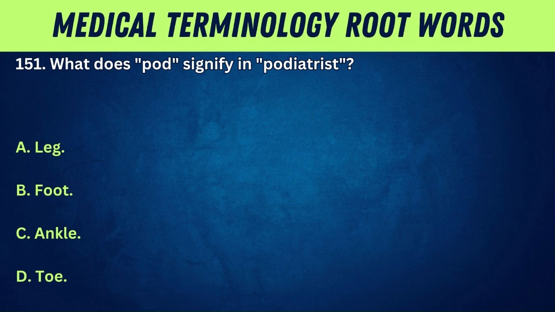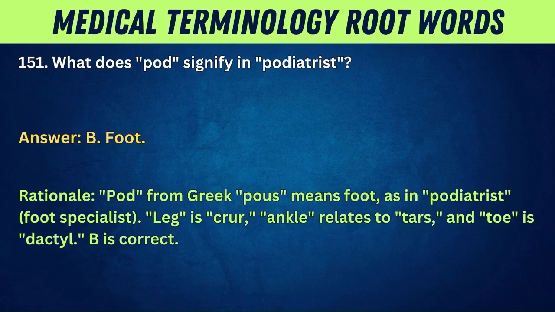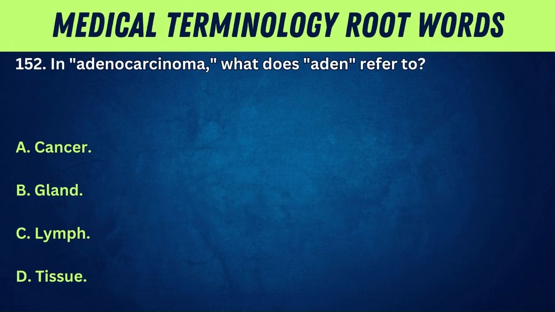A. Leg. B. Foot. C. Ankle. D. Toe. Answer: B. Foot. Rationale: pod from Greek pous means foot, as in podiatrist, foot specialist. Leg is crur, ankle relates to tars, and toe is dactyl. B is correct. 152. In adenocarcinoma, what does aden refer to?